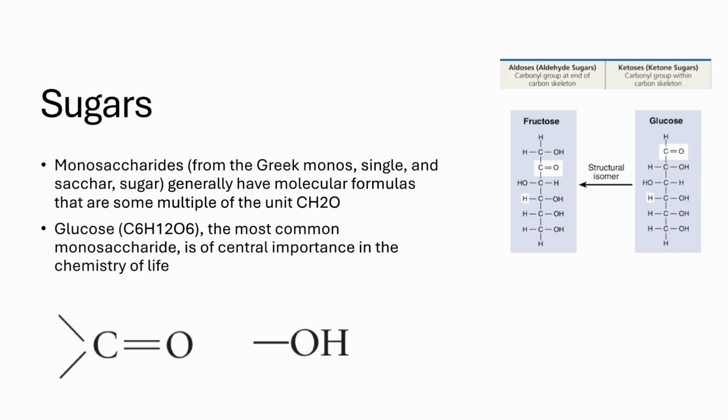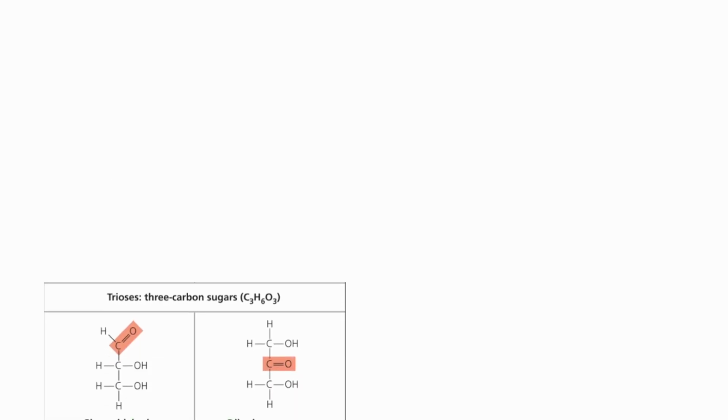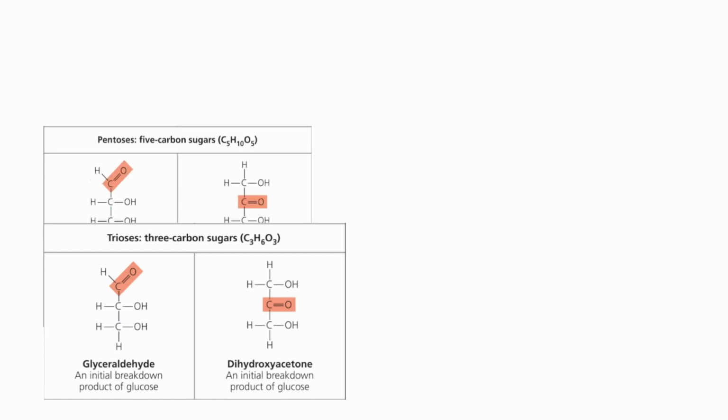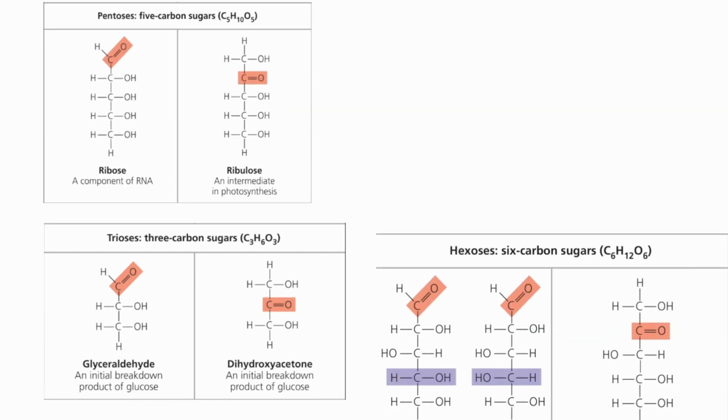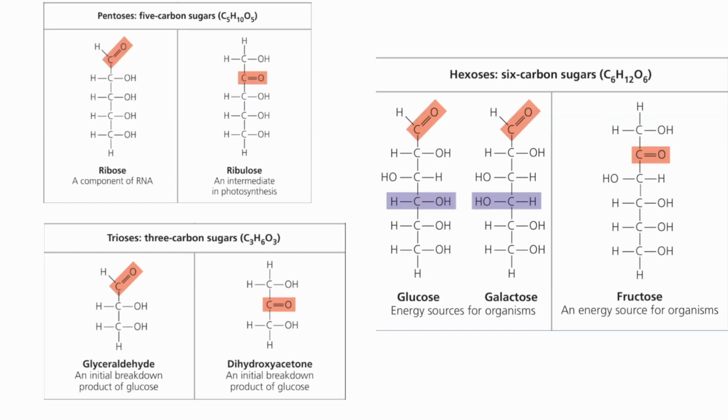Another criterion for classifying monosaccharides is the size of the carbon skeleton, which ranges from 3 to 7 carbons long. Glucose, fructose, and other sugars that have 6 carbons are called hexoses. Trioses have 3 carbon sugars, and pentoses have 5 carbon sugars, and they are also very common.